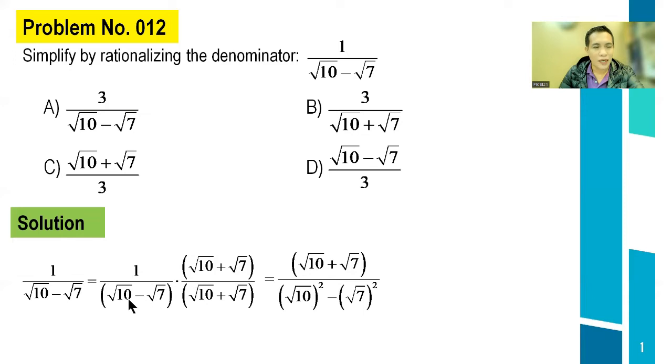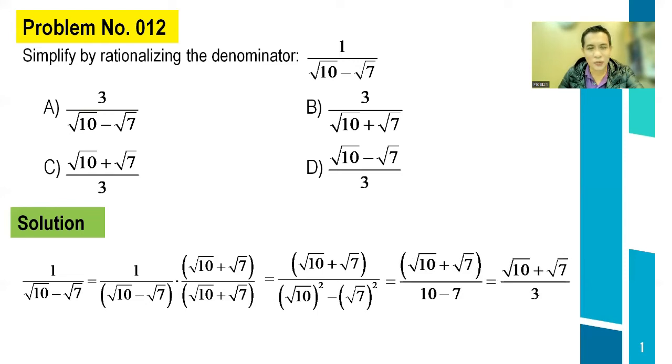Simple. You square the square root of 10 minus the square of the square root of 7. So this is equal to the square root of 10 plus the square root of 7 over the square of the square root of 10, which is equal to 10, minus the square root of 7 squared, which is 7. So 10 minus 7 is equal to 3.